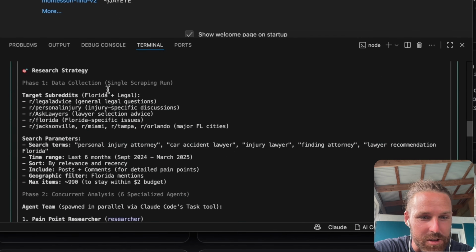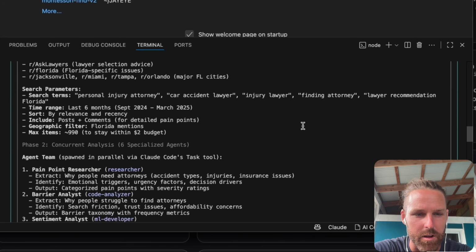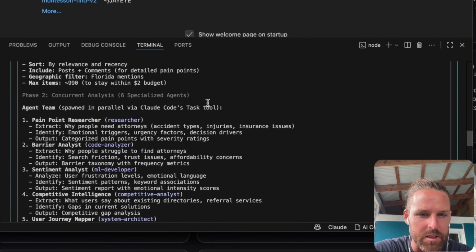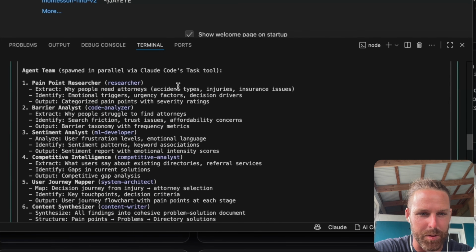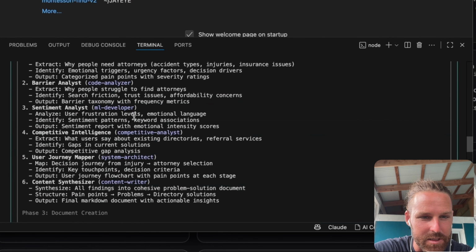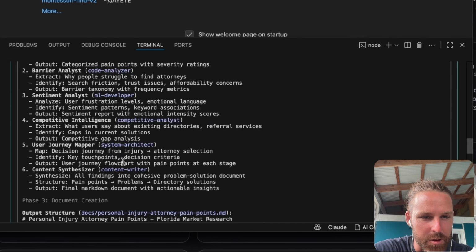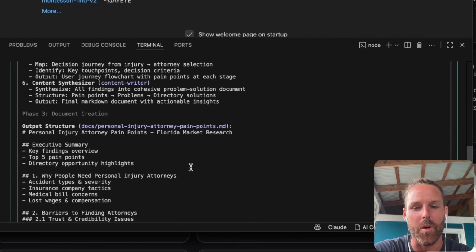All right, so these are the target subreddits it's going to scrape. Search parameters: personal injury attorney, car accident lawyer, injury lawyer. Phase 2, concurrent analysis, 6 specialized agents. I love how they say the agents are spawned. They're spawned in parallel. So you're going to put the researcher, the code analyzer. I don't know why the code analyzer, but sentiment analysis, competitive intelligence, user journey mapper, content synthesizer.